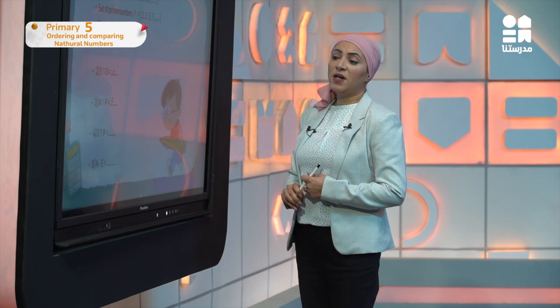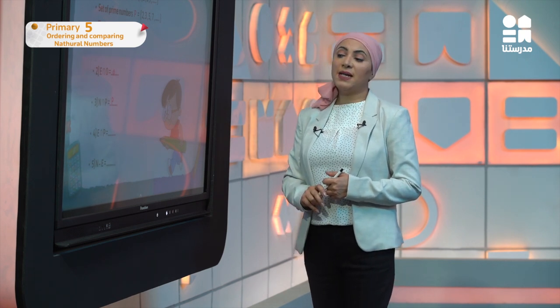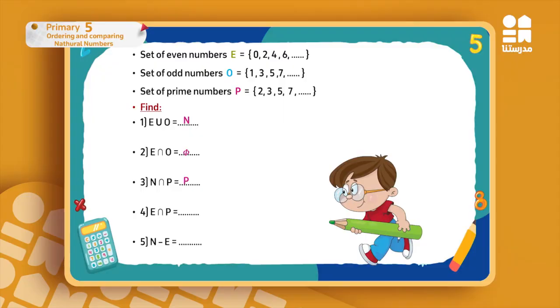Okay? Here, number 4, the set of even numbers intersects the set of prime numbers in what? As we said before, we have here the set of prime numbers 2, 3, 5, 7, and so on. We said that we have only one even number in the set of prime numbers, which is 2. Then the set of even numbers intersects the set of prime numbers in one element only, which is here 2. So it is the set of the number 2.